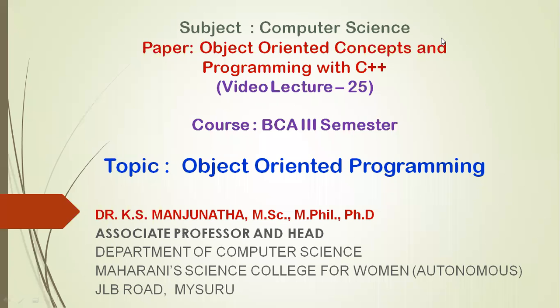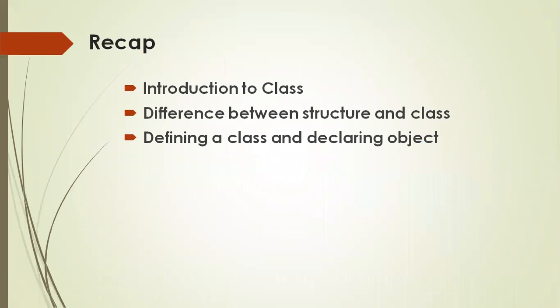Good morning, students. In today's class, I will explain with some simple example programs how object-oriented programming can be implemented using C++. In our last class, we studied classes and objects. What are classes? Classes are self-contained entities which consist of certain data called member data and certain functions which can access the member data, called member functions.